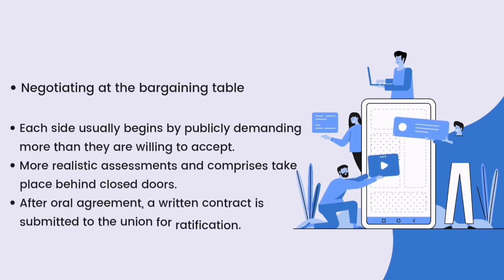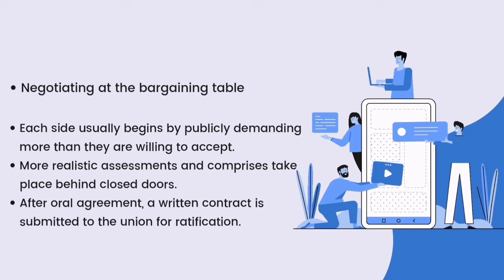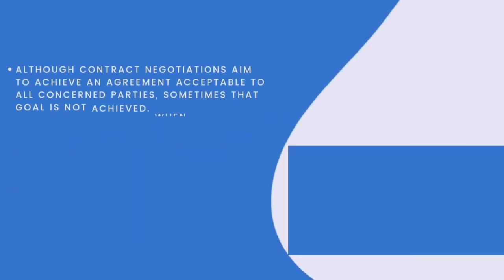Negotiating at the bargaining table. Each side usually begins by publicly demanding more than they are willing to accept. More realistic assessments and compromises take place behind closed doors. After oral agreement, a written contract is submitted to the union for ratification.